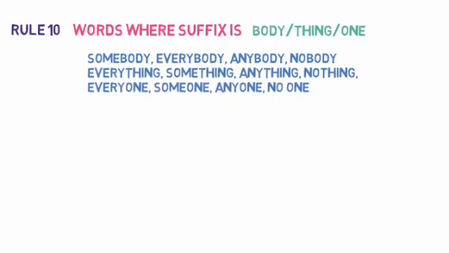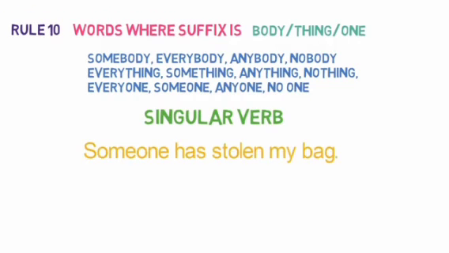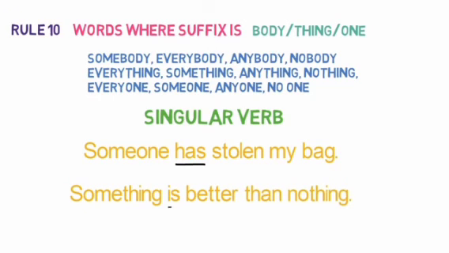The next rule is the rule of words where suffixes are used. Suffixes like body, thing, one, and so on. You have somebody, everything, something, anyone, no one. When these kinds of words are used, they take a singular verb. For instance, someone has stolen my bag. Someone has, not have, takes a singular verb. Something is better than nothing. Something takes a singular verb, is, and not are.